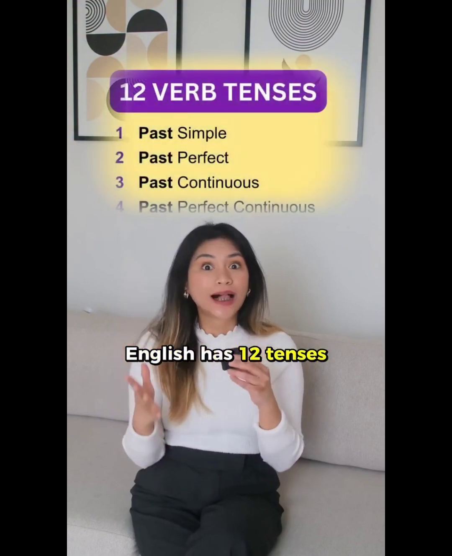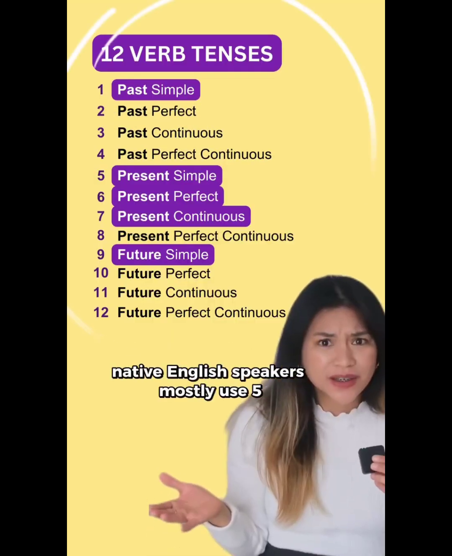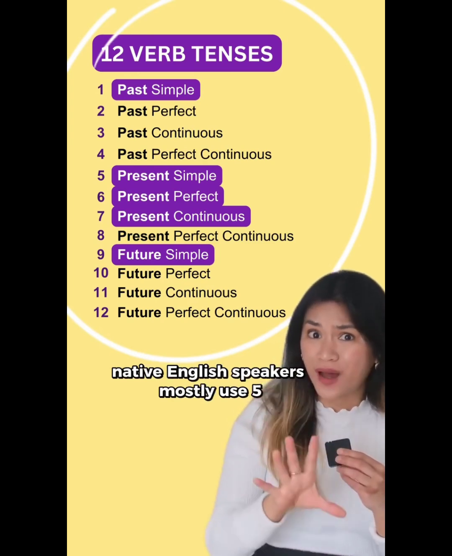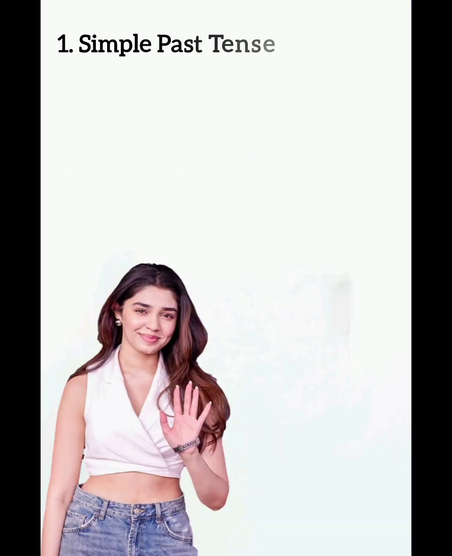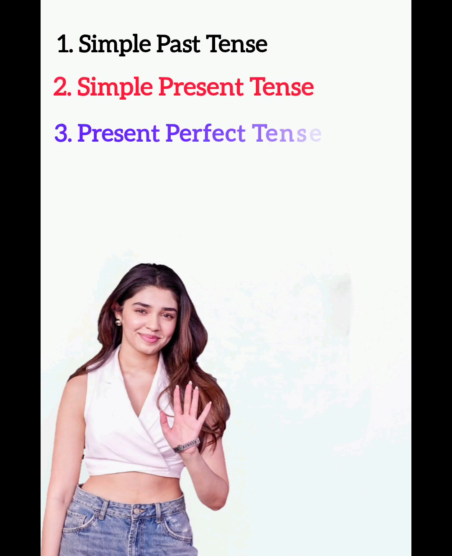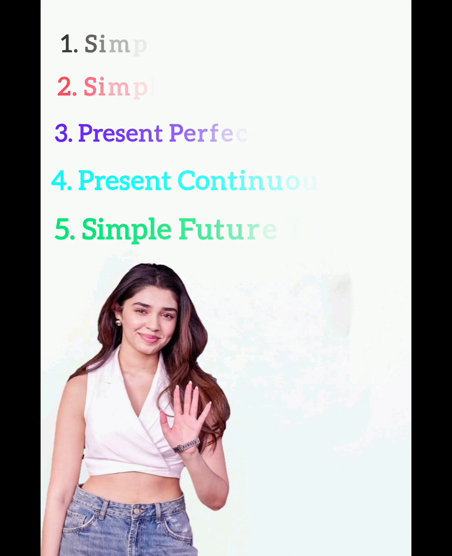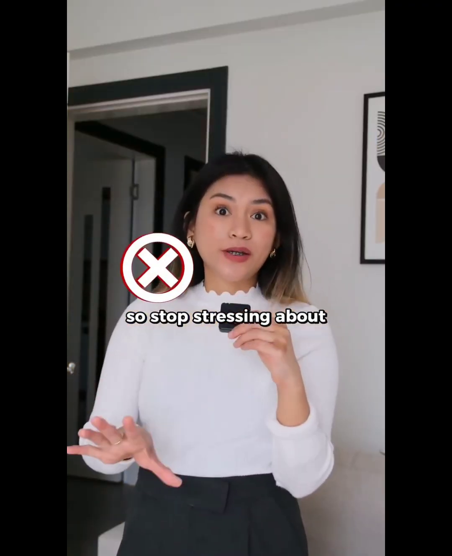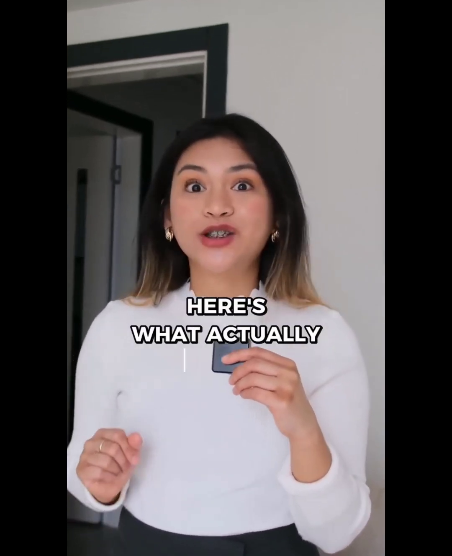English has 12 tenses, but in real casual conversations, native English speakers mostly use 5. And those 5 important tenses are: Number 1, simple past tense. Number 2, simple present tense. Number 3, present perfect tense. Number 4, present continuous tense. Number 5, simple future tense. So stop stressing about using all the tenses when speaking. And here's what actually matters.